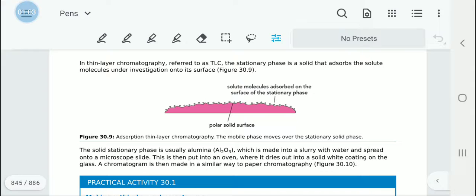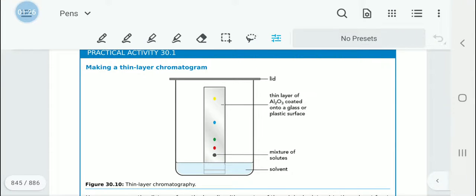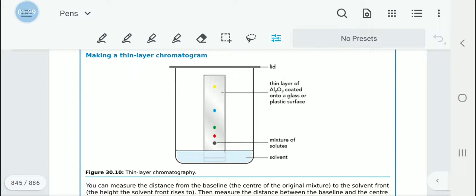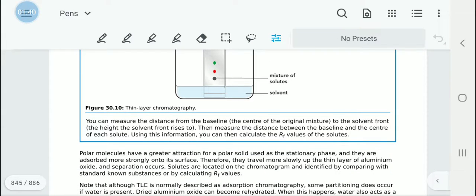First, they make it into a slurry with water, and then they spread it onto a microscopic slide and put it into an oven. So this gets dried up, leaving a solid white coating on that glass. Then, similar to paper chromatography, they make a sample out of it. Now, the thin layer of alumina coated onto a glass or plastic surface is immersed in a solvent. So the mixture of solutes will start to rise up, giving us an idea what is there in it.